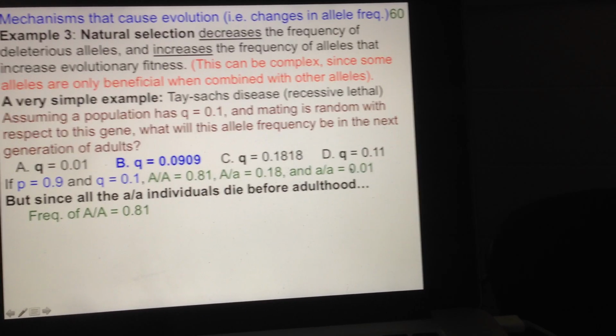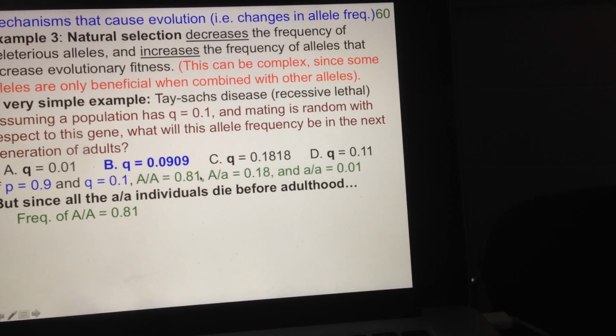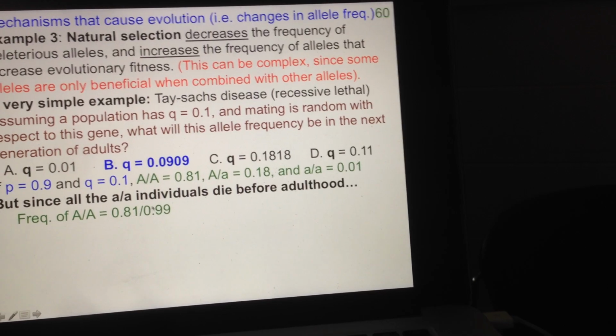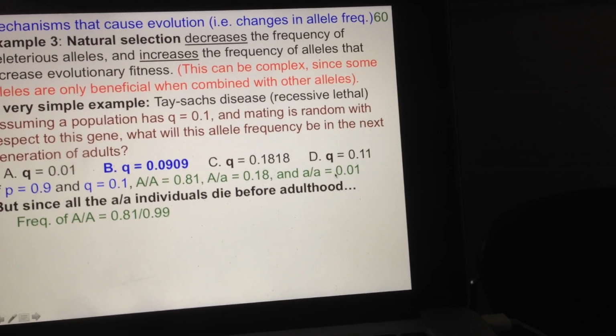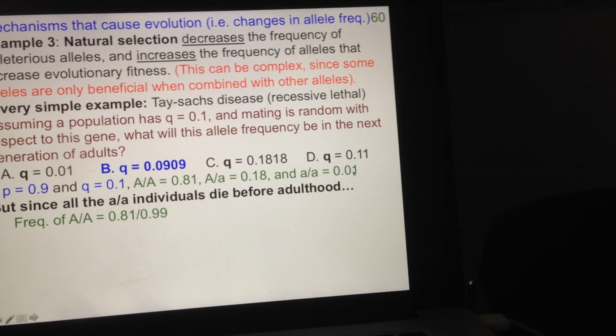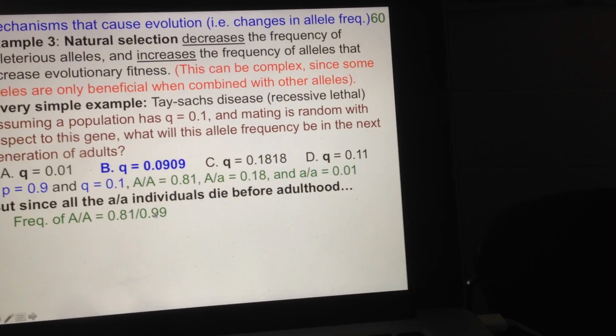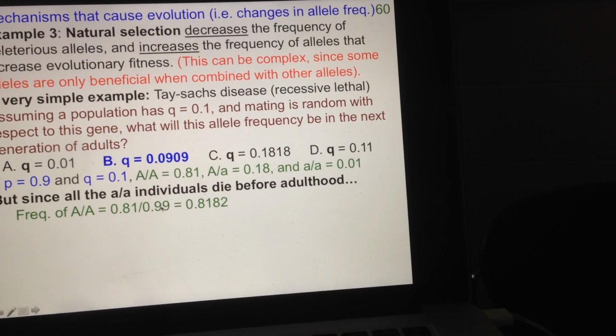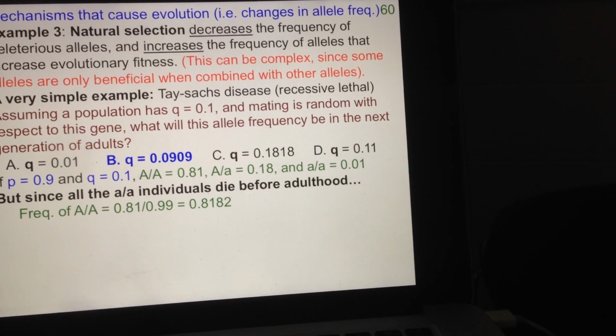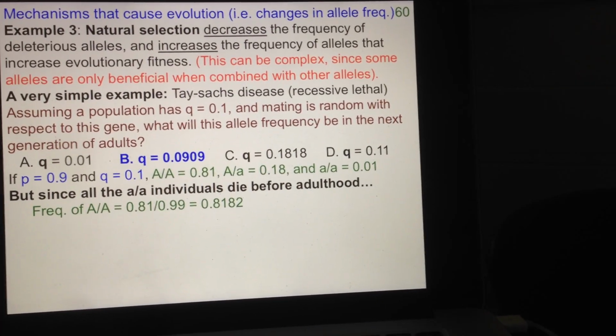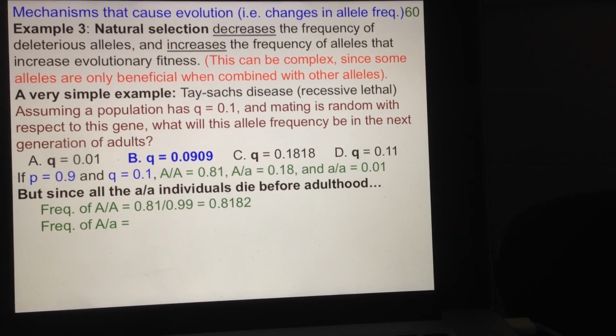The way we do that is pretty simple. We take the frequency we have now and divide it by the total that we have now. Having lost 0.01, that means this total is 0.99. So if we divide those two numbers, we'll get the adjusted frequency of big A after the small a's died. And for the heterozygote, same thing.